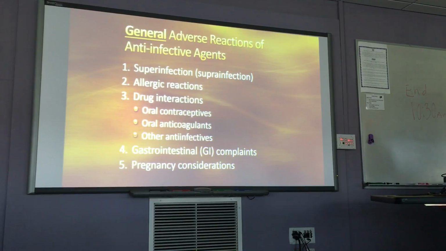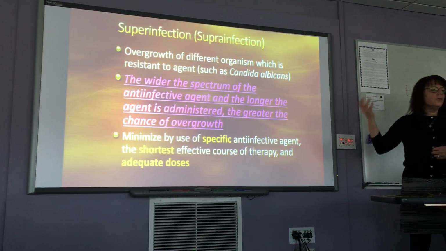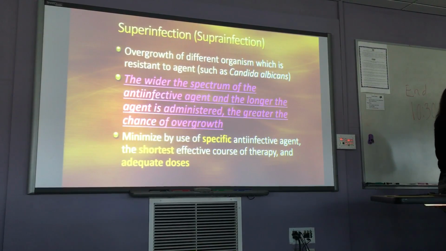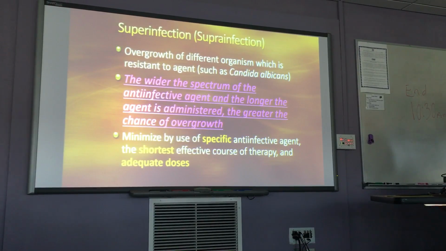So you kill off enough of the bugs and we throw things out of balance, and we wind up with an overgrowth of some other type of infection. Allergic reactions, drug interactions, we'll go over each of these things. GI problems, that's the first thing I think of because that's the reaction that I've had, and also pregnancy considerations. So with the superinfection, again, that's that overgrowth of a different organism than the one that we were treating, because we're killing off one and we're causing the overgrowth of another.